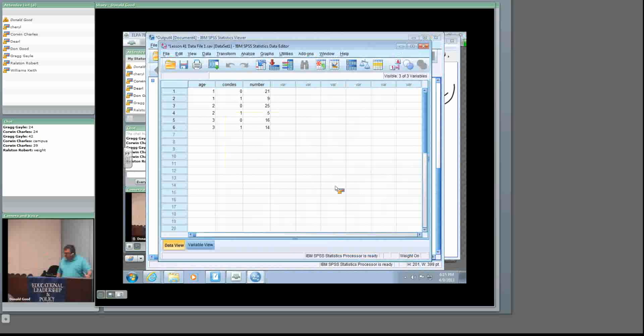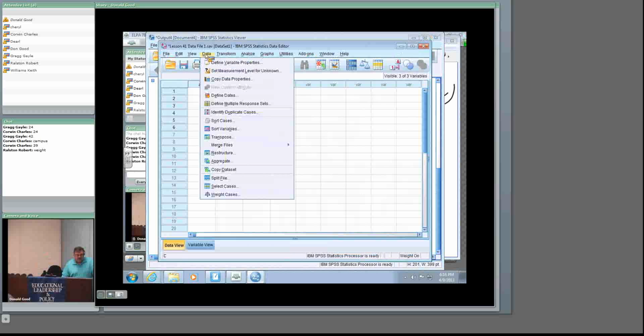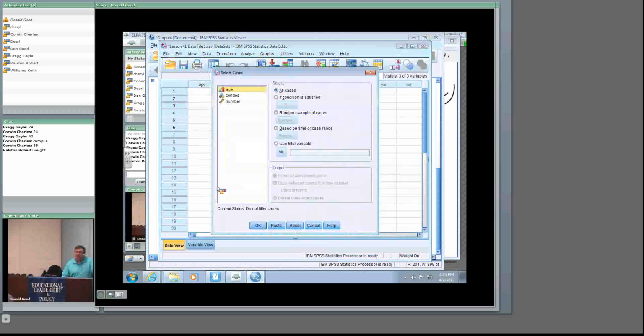Okay, let's say that I want to compare young and middle-aged. So I'm going to have to go back to data. Instead of weight cases, I'm going to have to select cases. And we've done this before, at least I've showed you this before. I only want to do the cases where we've got young and middle-aged. I only want the ages 1s and 2s.